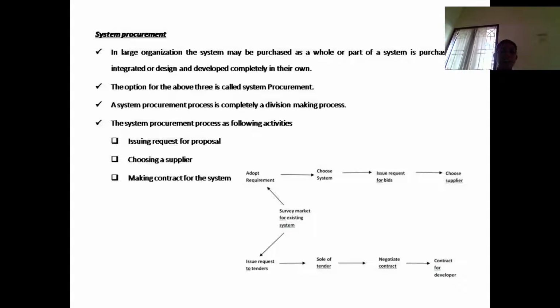So here some division processes are made in system procurement. First, issuing a request for proposal, then choosing a supplier, then making a contract for the system. Here, adapt requirements, then choose the system, then issue the request for bids. Okay, next choose the supplier. So these are the processes on the developer side. Okay, so this is system procurement.